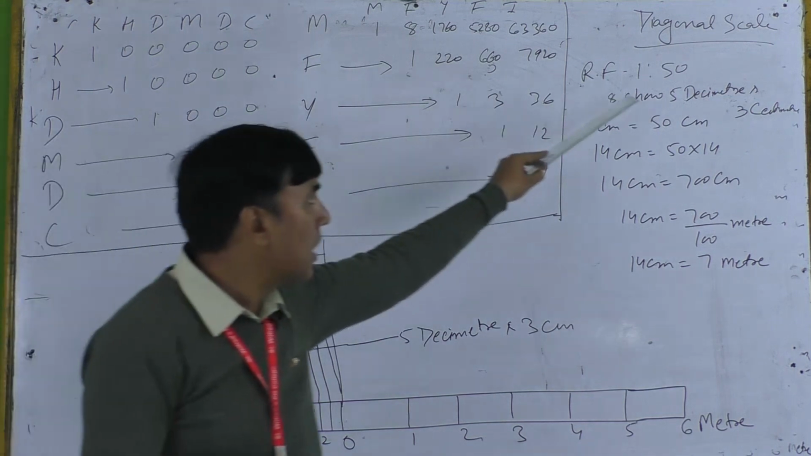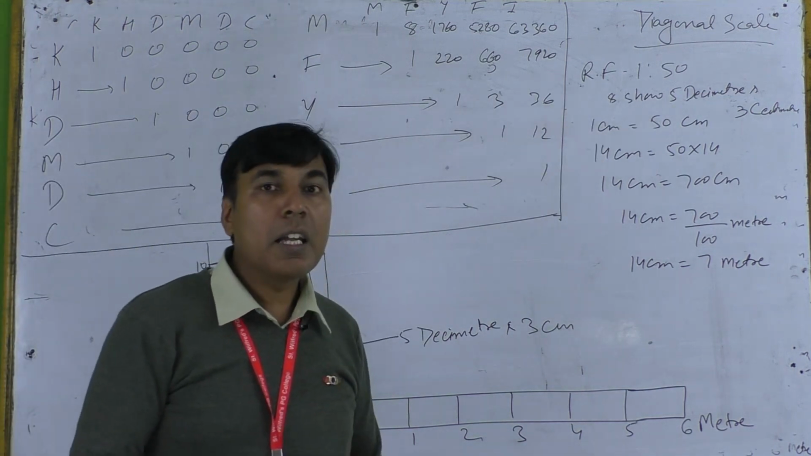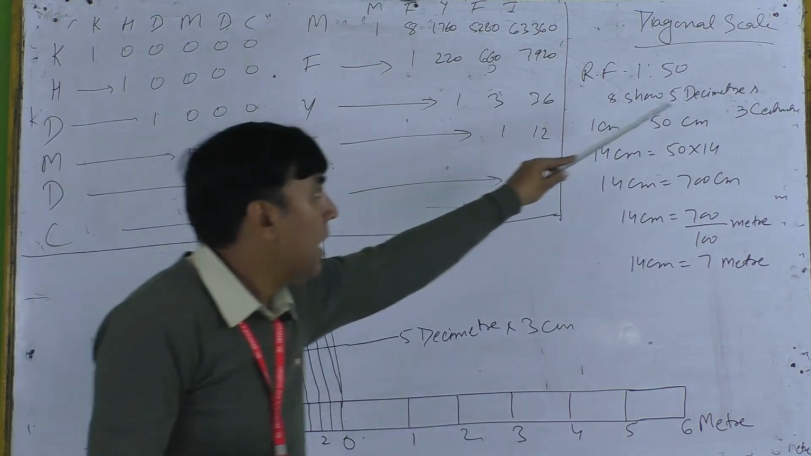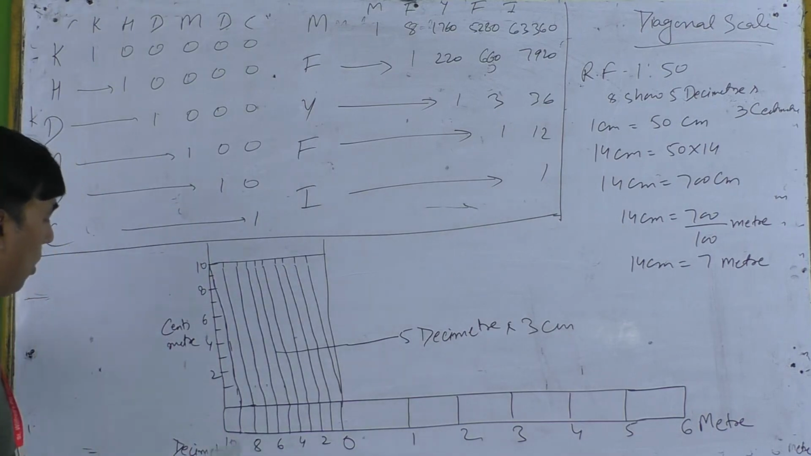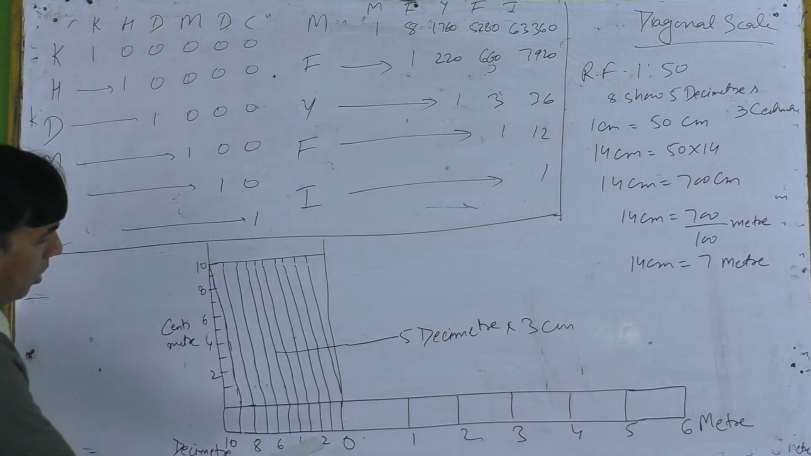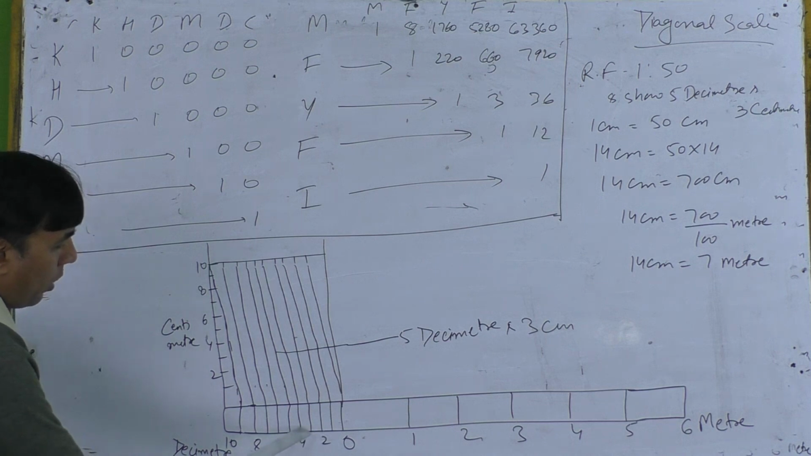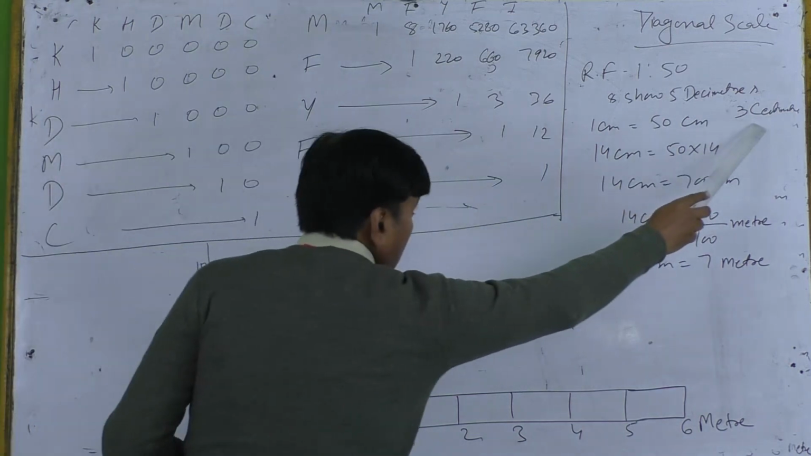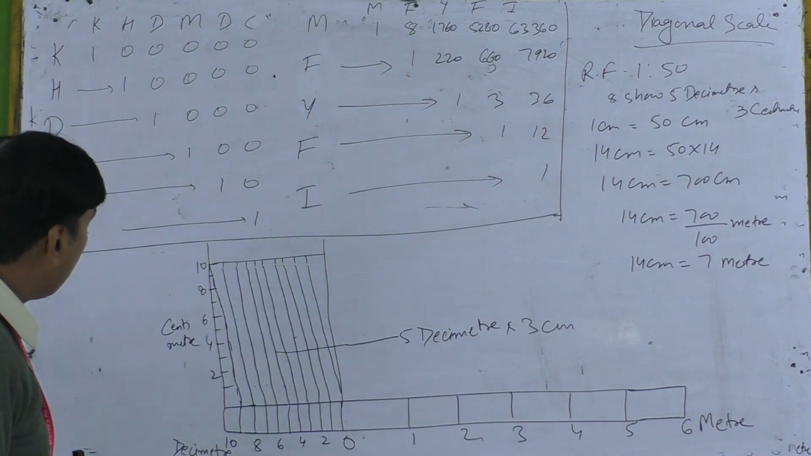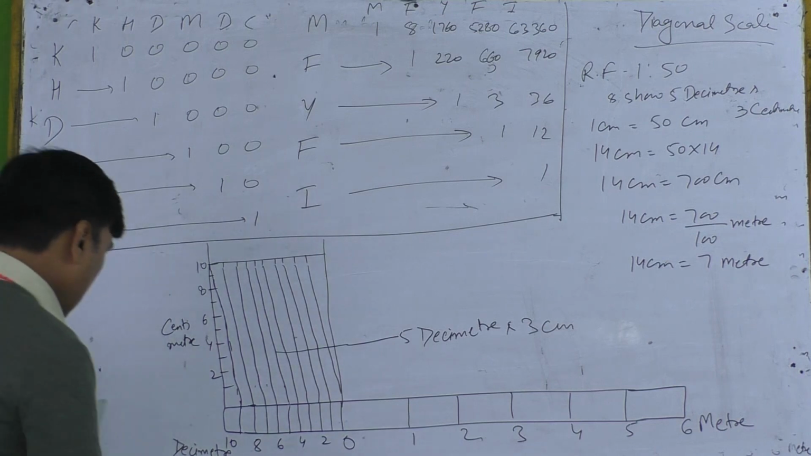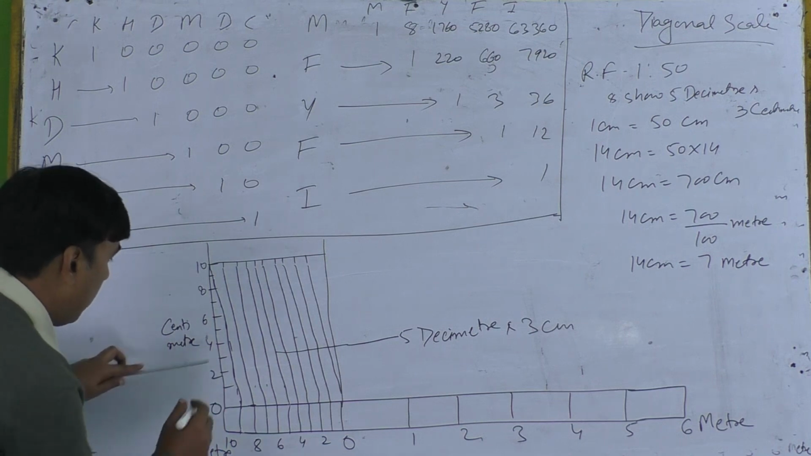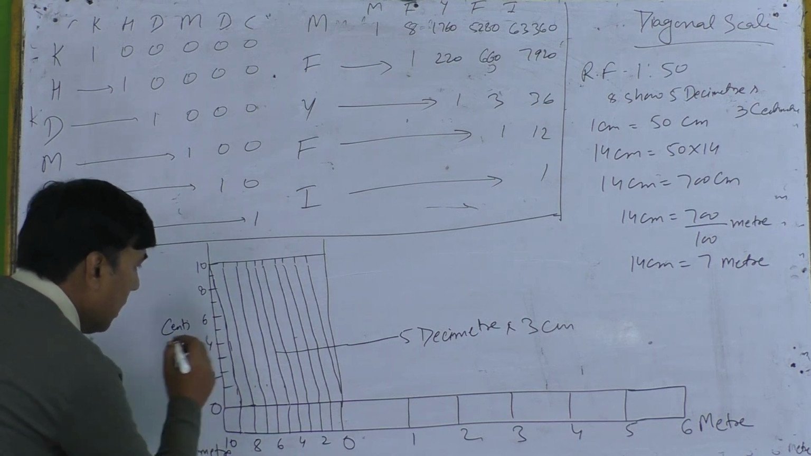Okay, now come to the question. The question is asking 5 decimeter and 3 centimeter. So look here, 5 decimeter. Where is 5 decimeter? Look here, this one is decimeter. So 1, 2, 3, 4 and 5. So this is 5 decimeter. Okay, and then again it is asking 3 centimeter. Where is 3 centimeter? Look here, this one is 0. Okay, so 1, 2 and 3. This one is 3 centimeter.